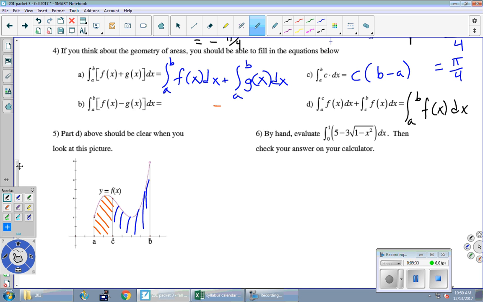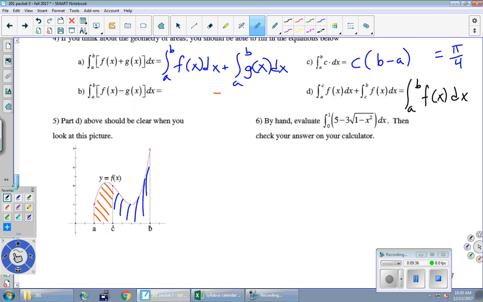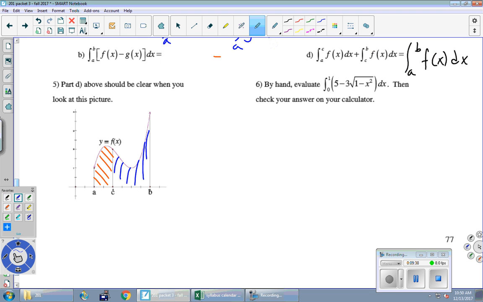Number 6 says evaluate this thing by hand and then we'll check our answer on the calculator. So let's use our fancy new rules. The first thing I see here is that this is a difference of 2 functions. And so we're going to split this up and write 2 integrals with a subtraction in between. The first integral is just integrating 5, but every integral needs to have a d something, so that's 5 dx. The other integral is 3 square root of 1 minus x squared, and it also gets a dx.